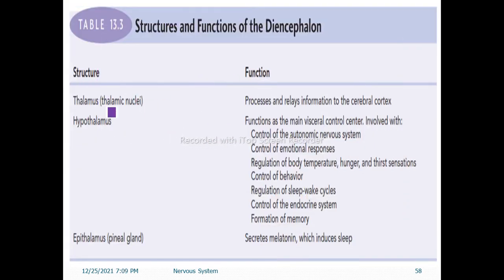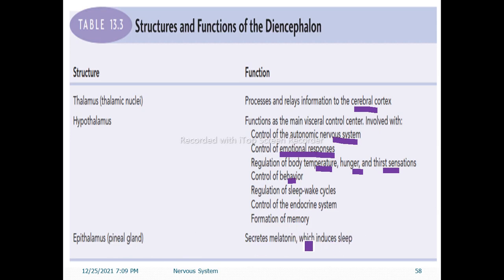This is their function. The thalamus, or thalamic nuclei, is used to process and relay information to the cerebral cortex. Hypothalamus functions as the main visceral control center, involved with control of the autonomic nervous system, control of emotional responses, regulation of body temperature, hunger, thirst sensation, control of behavior, regulation of sleep-wake cycles, control of the endocrine system, formation of memory. And epithalamus, or pineal gland, secretes melatonin, which induces sleep.